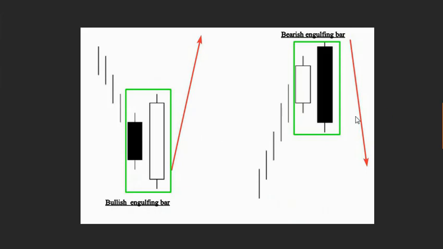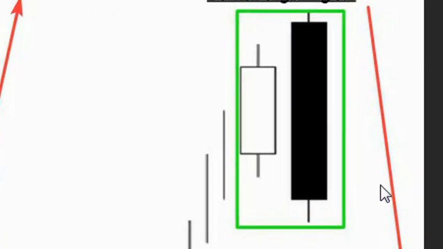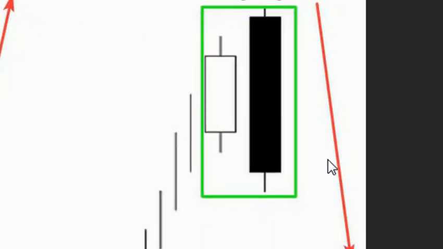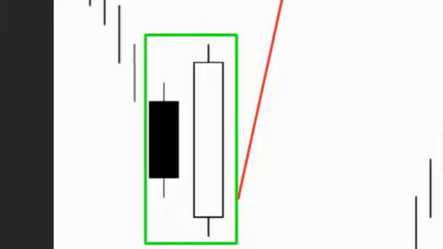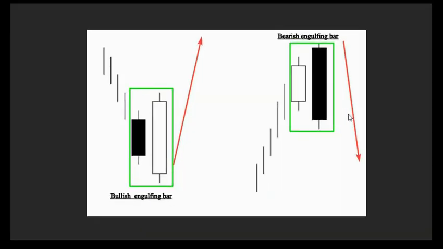In fact, there are two types of engulfing bar: bearish engulfing bar, as you can see here, and bullish engulfing bar, as you can see here. The bullish engulfing bar occurs in a downtrend, and the bearish engulfing bar occurs in an uptrend.